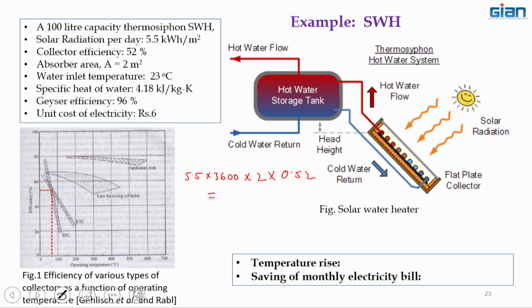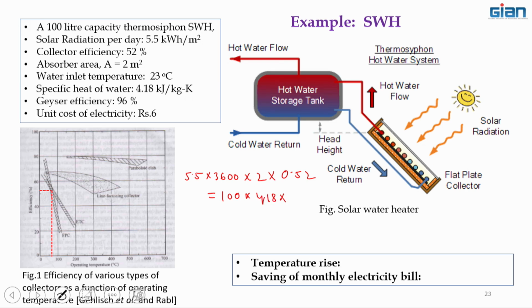So what is m here? 100 liter is 100 kg. It's clear? 100 liter is 100 kg because density is 1000 kg per cubic meter, right? So from that we can say 100 liter is 100 kg. So it is 100 m, then Cp is 4.18.